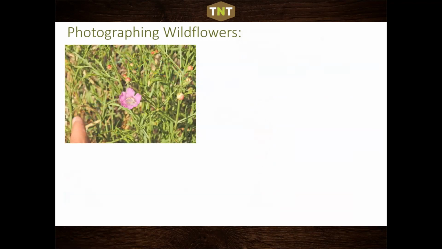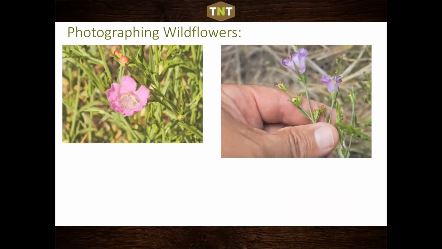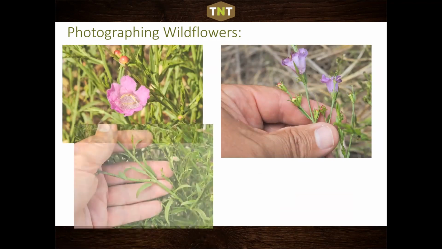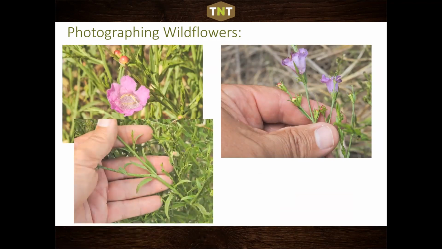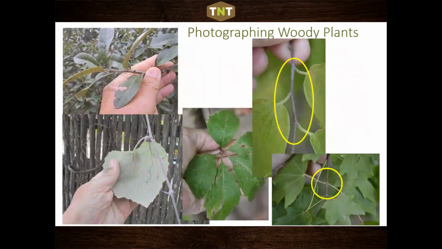So when you photograph wildflowers, get as good a picture as you can of the flower. If you need to, crop it to get it closer. Take a picture of the side of the flower with the sepals and with the hairs on the stems, just like you saw in the lobelia example. Take a picture that has the leaves to show the arrangement of the leaves, what the stem looks like. Get a photograph of the entire plant as well if you can.